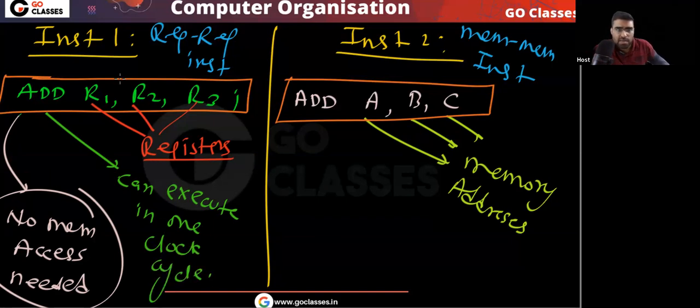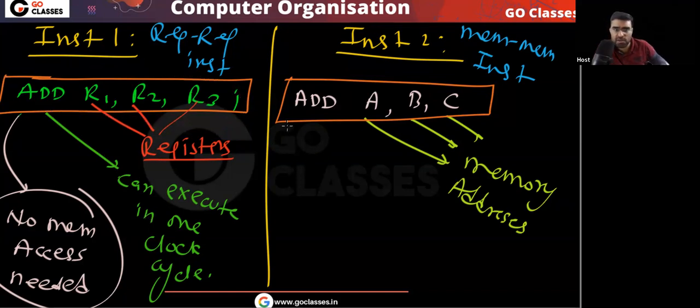Why? What is the reason? Because these registers are already present inside your CPU. So the ALU will take R2, R3, do the addition, and put the result in R1. How much time will it take? Only one clock cycle is enough, because registers are already available inside your CPU. Register access is not expensive. Registers are very fast devices, so you can execute this instruction in only one clock cycle.